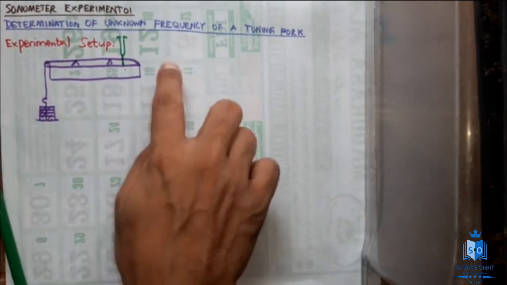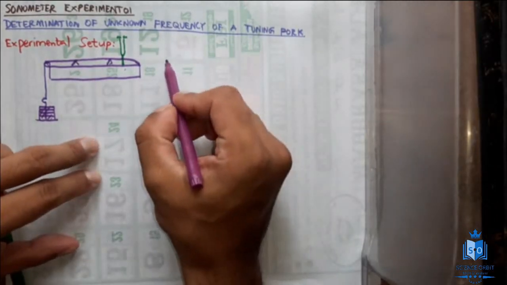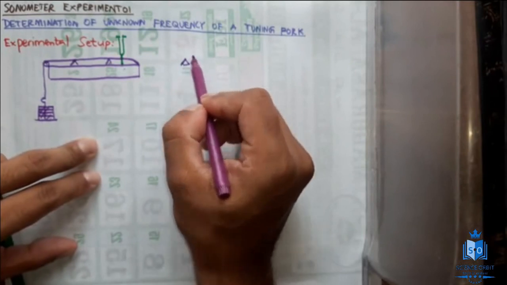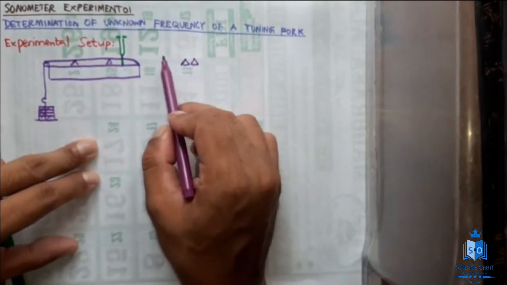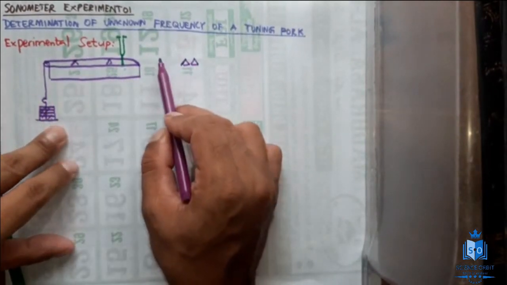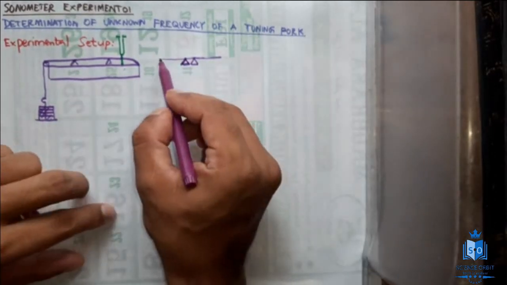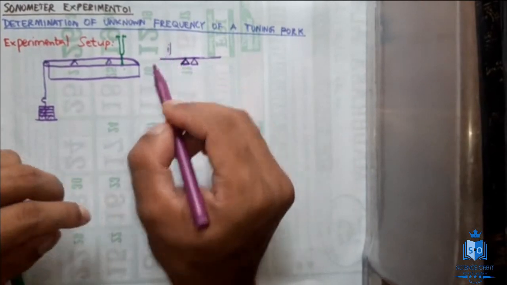So I will draw the experimental steps here. First of all, you bring both the bridges closer to each other like this. You bring closer. I'm not going to draw the entire thing. Okay, others will remain the same. You bring both the bridges closer to each other. The string will be like this. Okay, right. That's the first step, bringing both the bridges closer to each other.